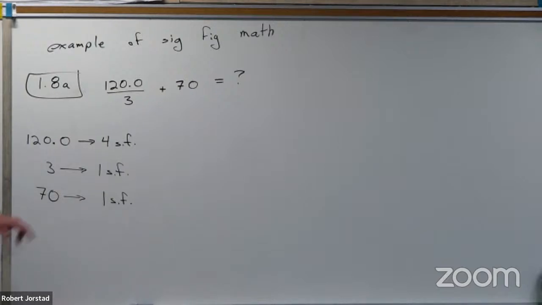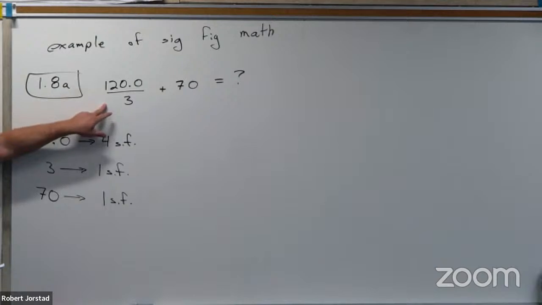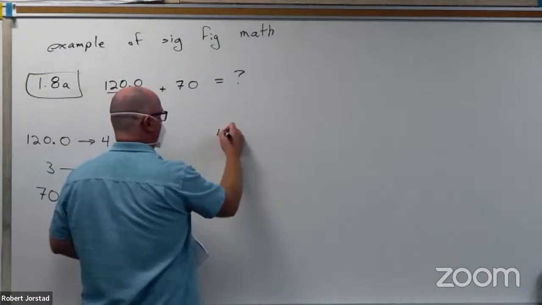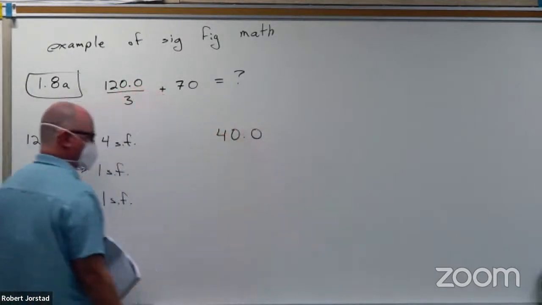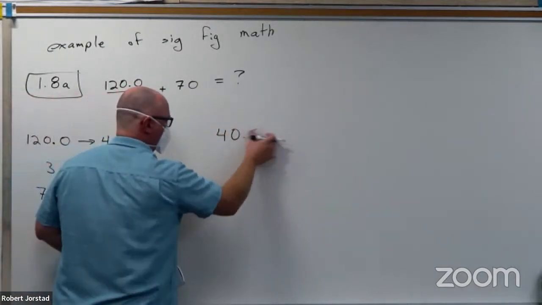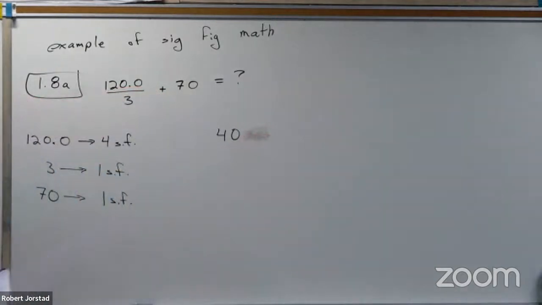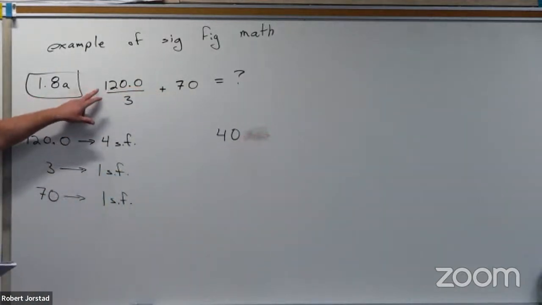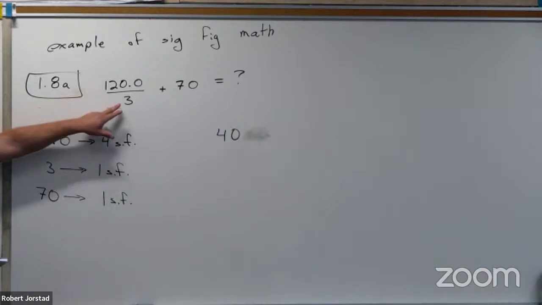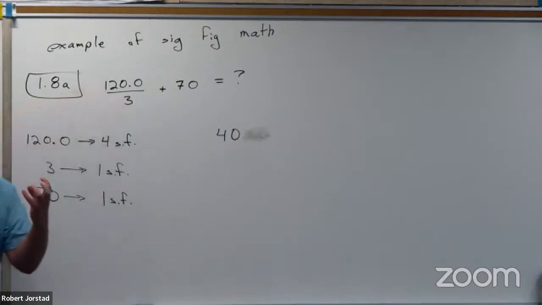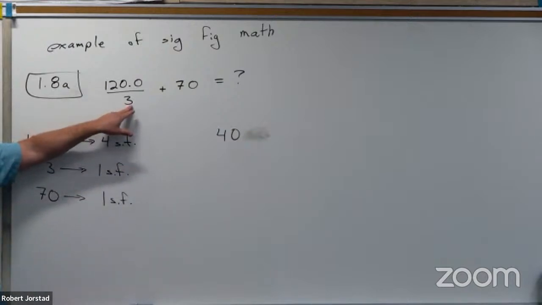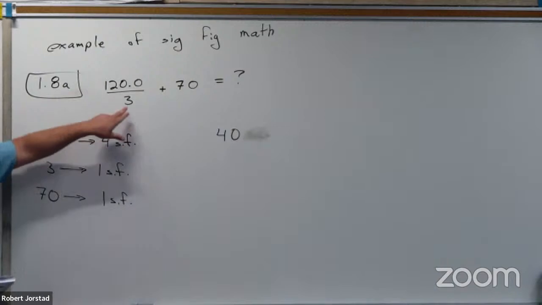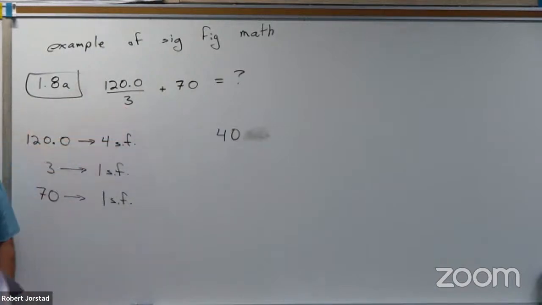So first, we're going to do 120 divided by 3. Okay, it's 40, but how many sig figs? Should I write 40.0? What do I do here? We got 4 in the top, 1 in the bottom. Which is the crappier number? The 1 sig fig, right? That's limiting us. We only know this to 1 sig fig.